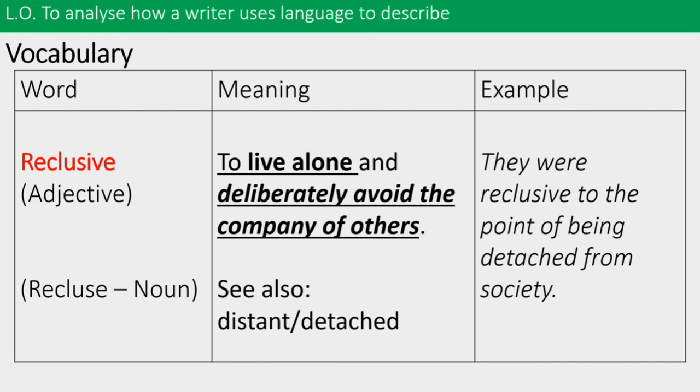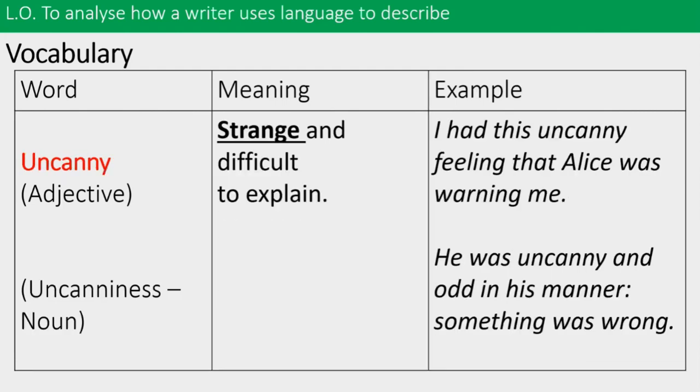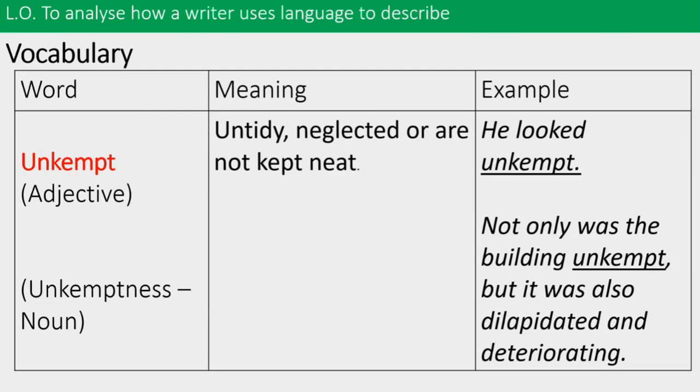Okay, first word for today, reclusive: to live alone and deliberately avoid the company of others. Synonyms: distant and detached. I want you to write down the meaning for this word and the synonyms. Pause the video now to do that. Next word, uncanny: strange and difficult to explain. Pause the video to write this one down. And last one, unkempt: untidy, neglected or not kept neat. Pause the video to write this one down too.